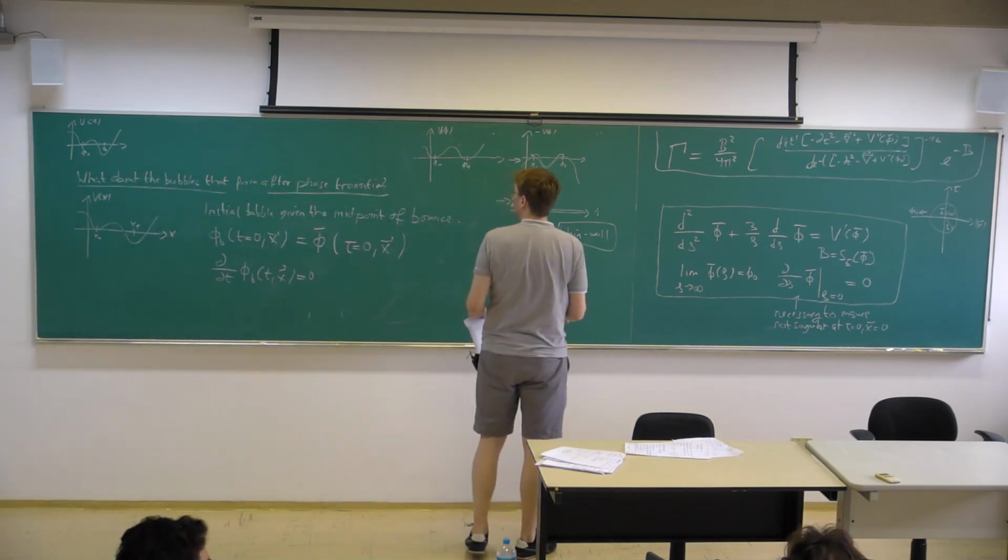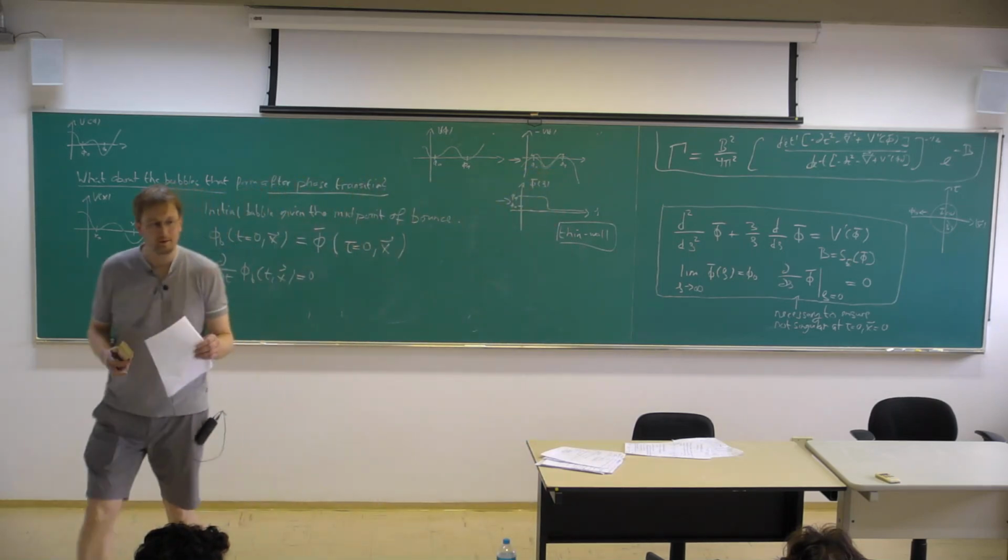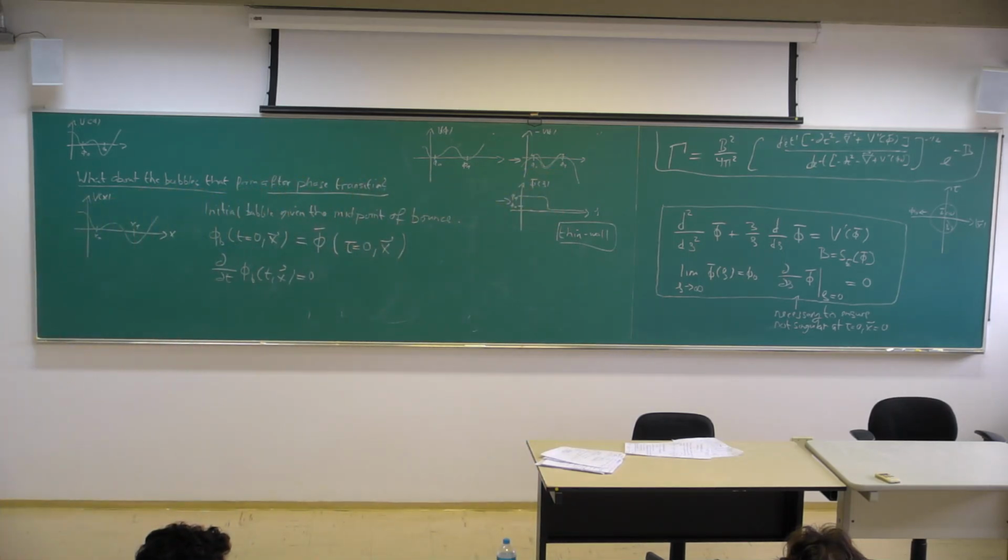So, I have a question, sorry. When we are saying that it's the midpoint of the bounce, why can't we just directly calculate the tunneling from x0 to that midpoint instead of calculating the bounce?